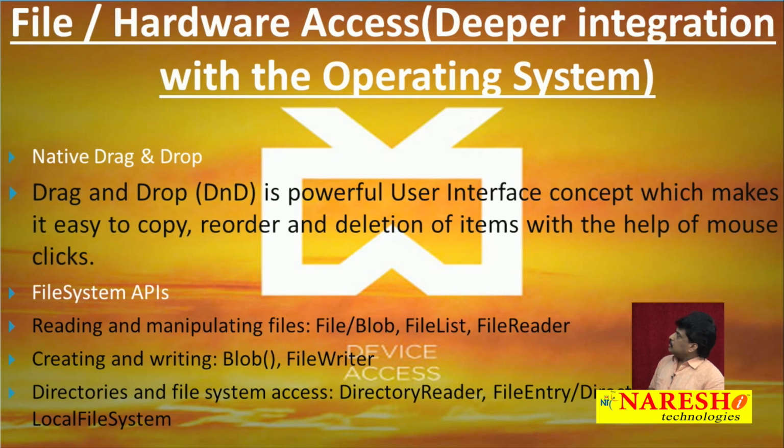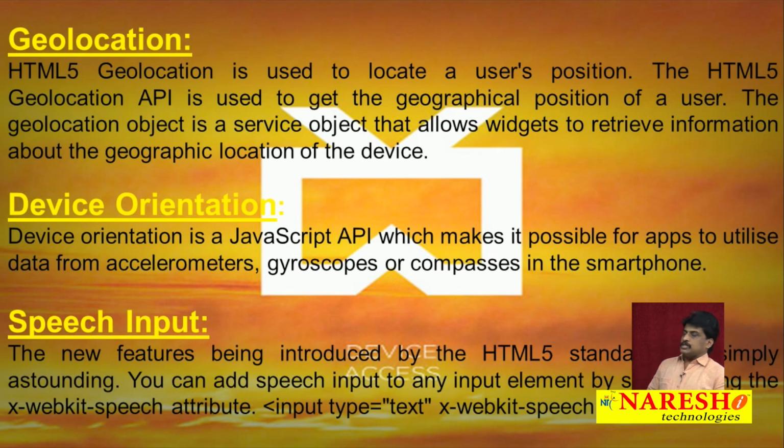And the next one is called file or hardware access, deeper integration with the operating system. What exactly is this? File system APIs mean we can read a file, write a file, append a file, delete a file, all operations we can do by using the API. And the next one is geolocation. Perfect, because we can capture any person on the earth by using latitude and longitude. Next one is device orientation, which is possible with the help of accelerometers as well as gyroscopes.